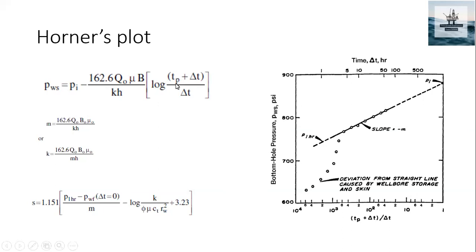So TP represents production time. The well has produced for some time. Then after that, it was shut in. So the production period is constant. In a pressure buildup test, the measurement of TP will always be the same. It will not change, but delta T will change, since we start measuring the pressure during the shut-in period. Delta T starts from 0.